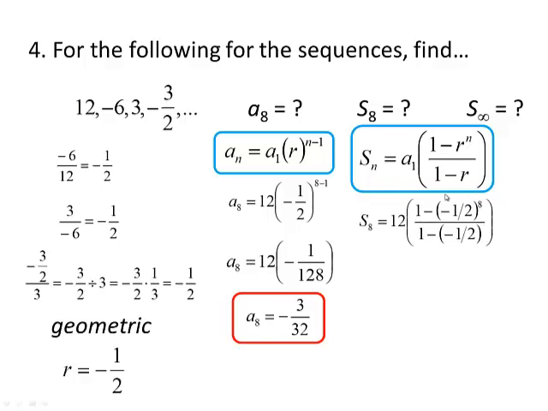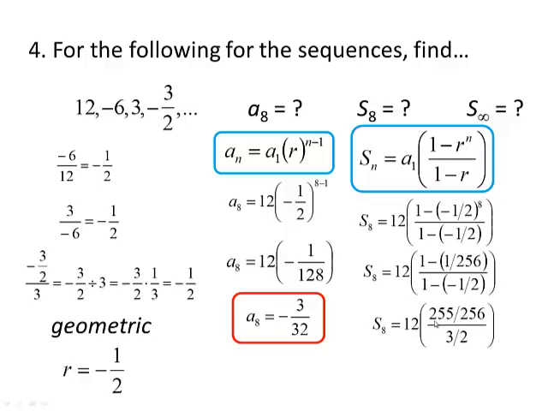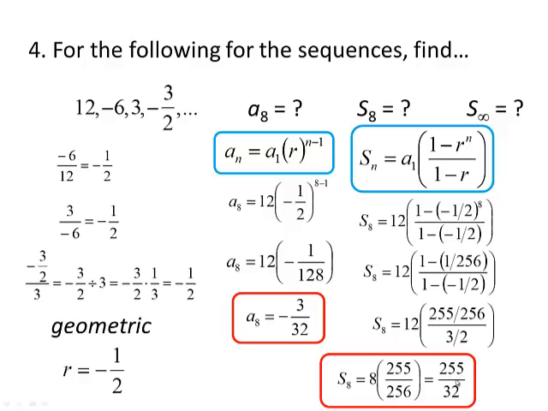Now cleaning this up here, I'm going to take -1/2 to the 8th power, and I get positive 1 over 256, and 1 minus the -1/2, and getting a common denominator up here in this part of my fraction. The common denominator is 256 over 256 minus 1 over 256, which gives me 255 over 256, and 1 plus 1/2 is 3/2, and 12 divided by 3/2 is 8, and reducing this here, we get 32, and 255 over 32 is the sum.